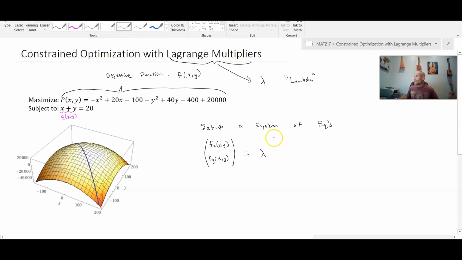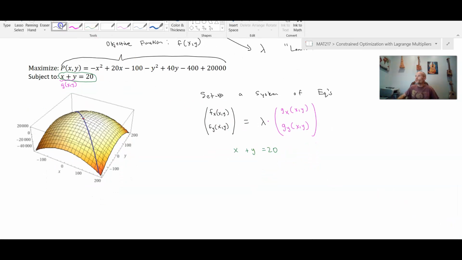Now, what we set that equal to is lambda times the partial derivative of g with respect to x of xy, and the partial derivative of g with respect to y of xy. This is actually going to lead us to two equations right here, and I'll describe those in a moment. Our third equation is the actual constraint itself, x plus y equals 20. All right, so we get three equations here.